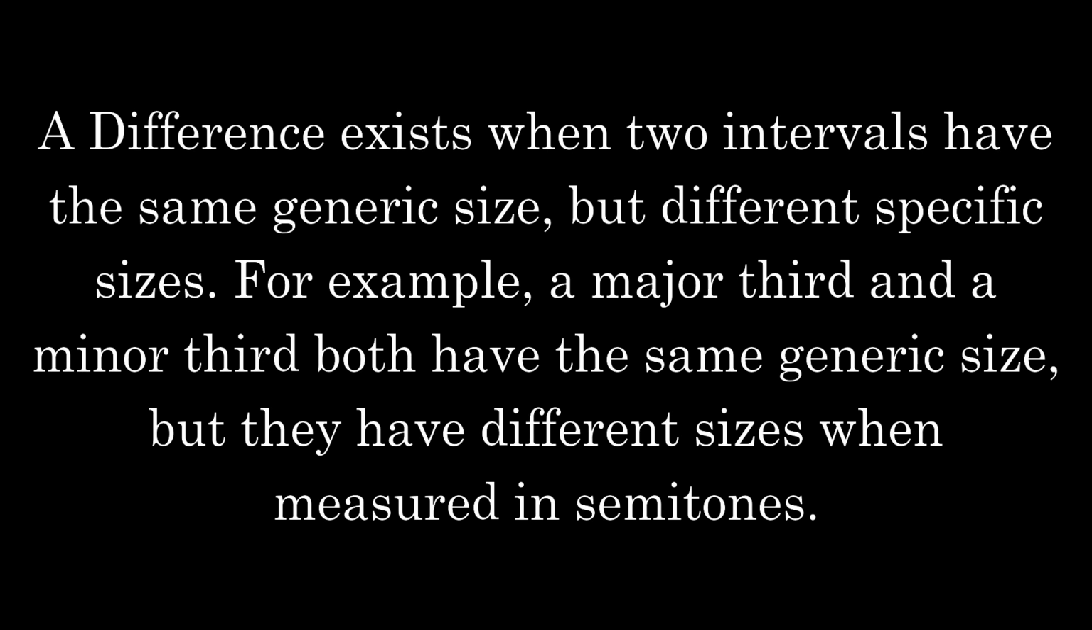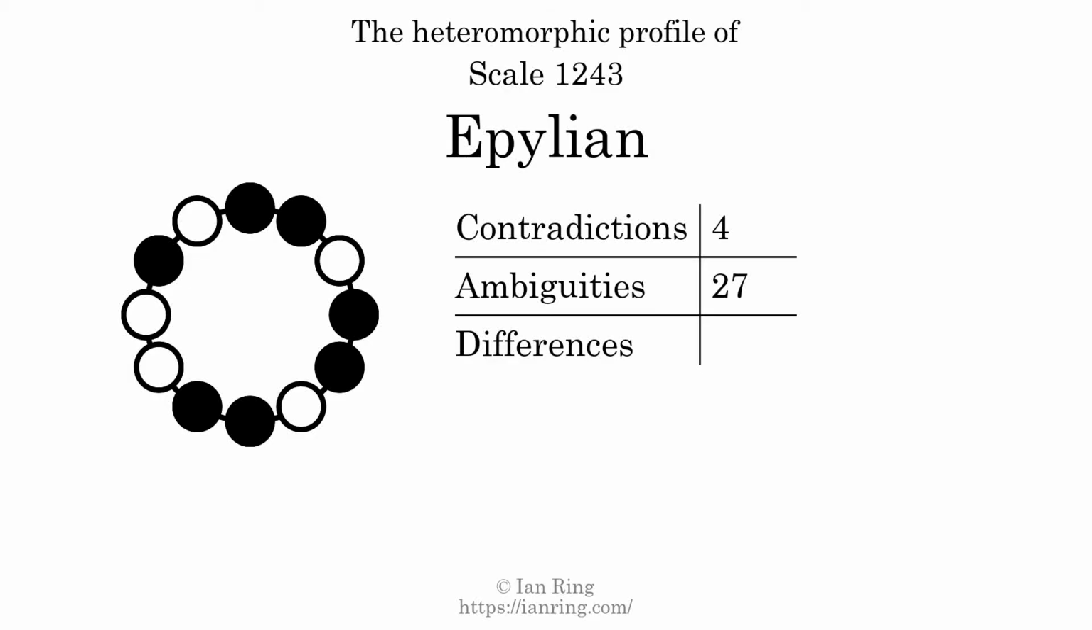A difference exists when 2 intervals have the same generic size, but different specific sizes. For example, a major third and a minor third both have the same generic size, but they have different sizes when measured in semitones. The number of differences in this scale is 84.